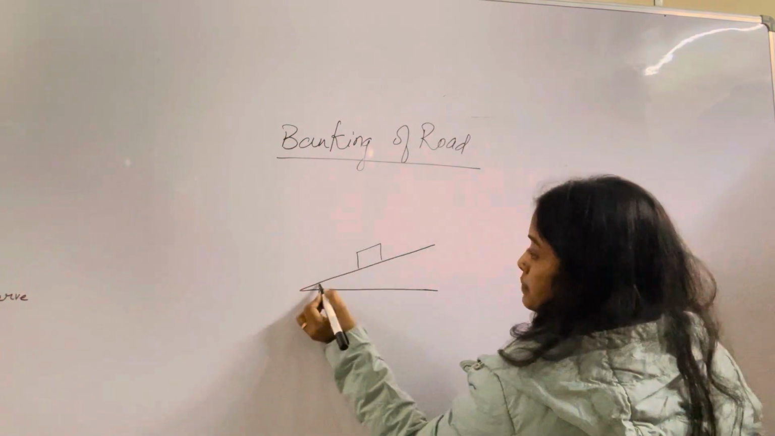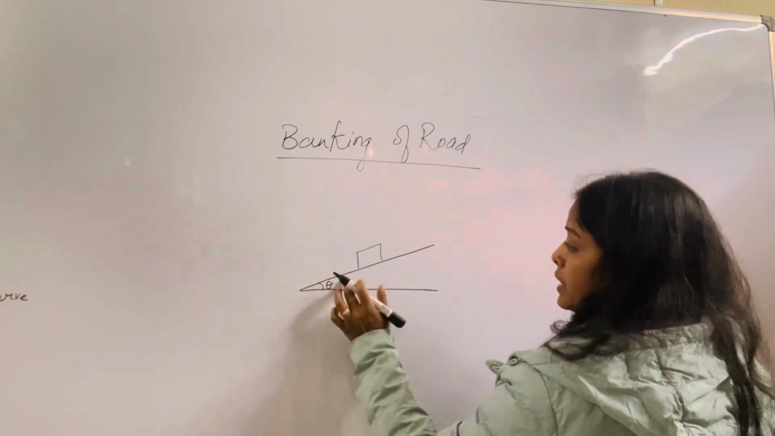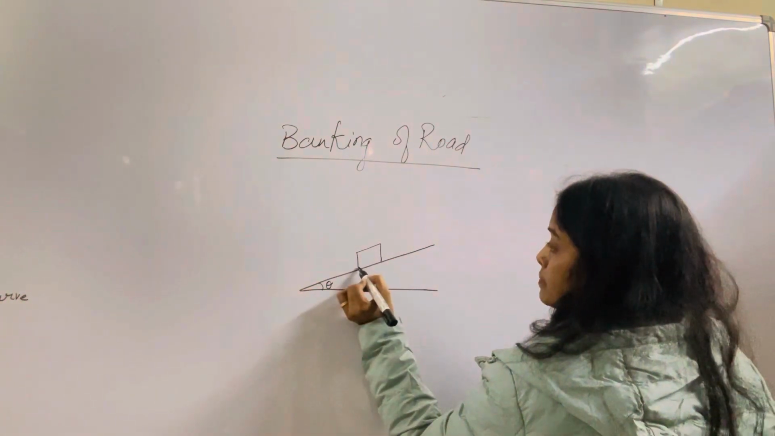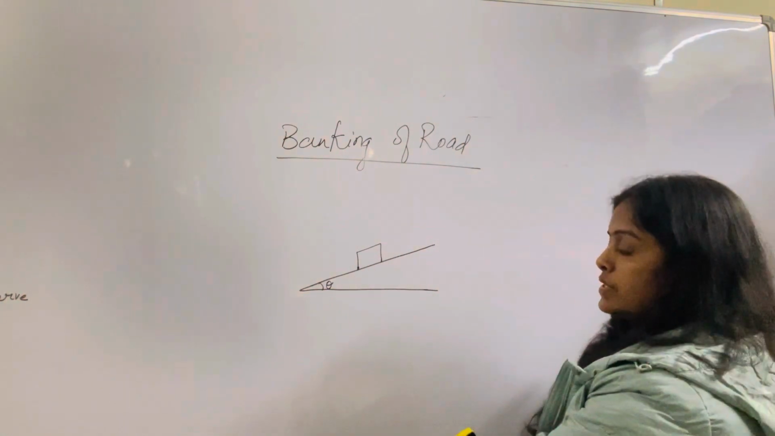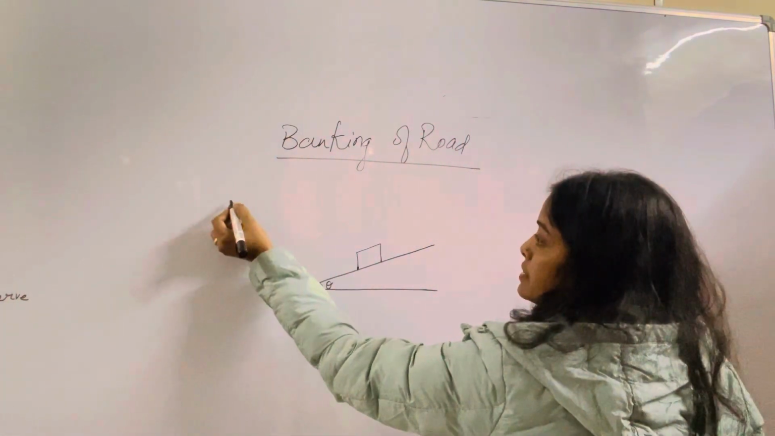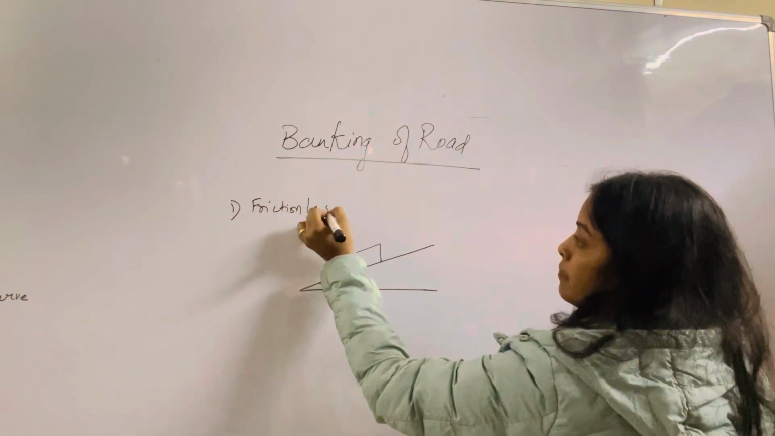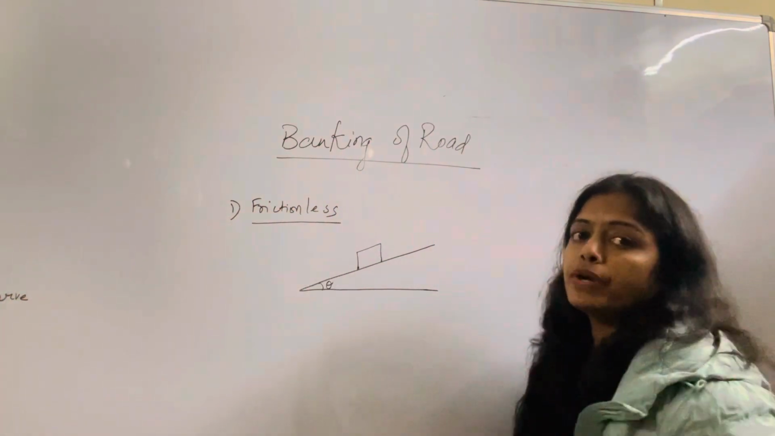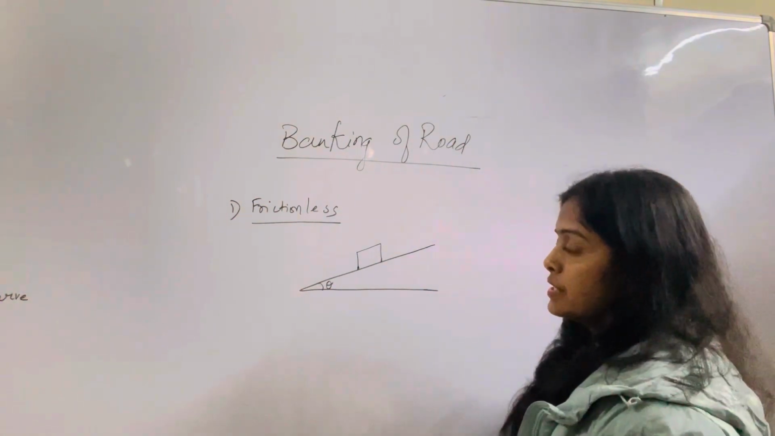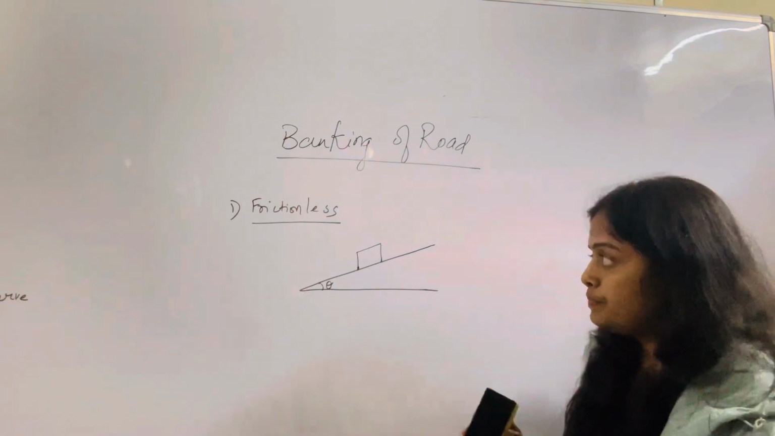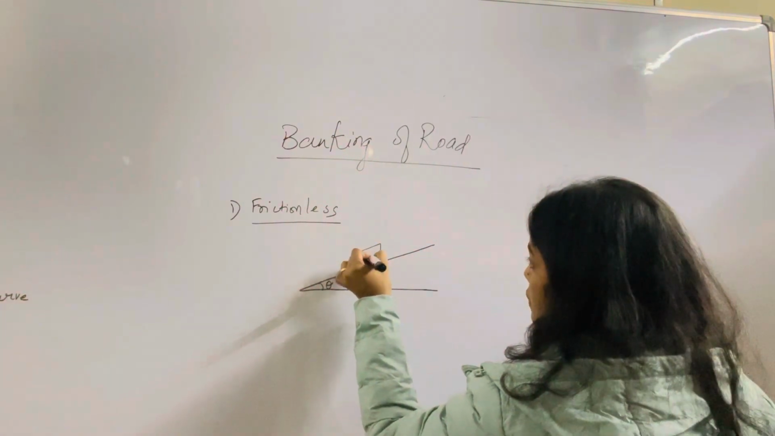Suppose the banking is done at an angle theta. There can be two cases, banking with friction and banking without friction. So in the first case we are considering banking without friction, a frictionless surface.